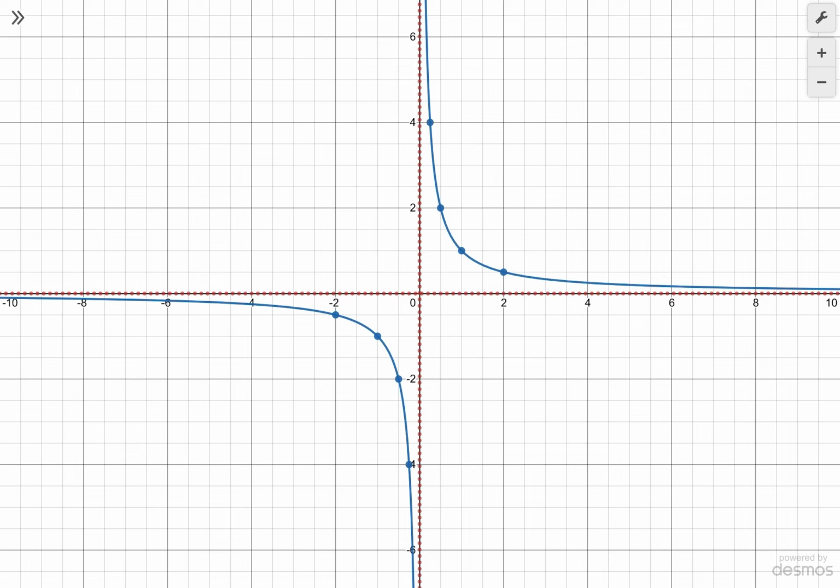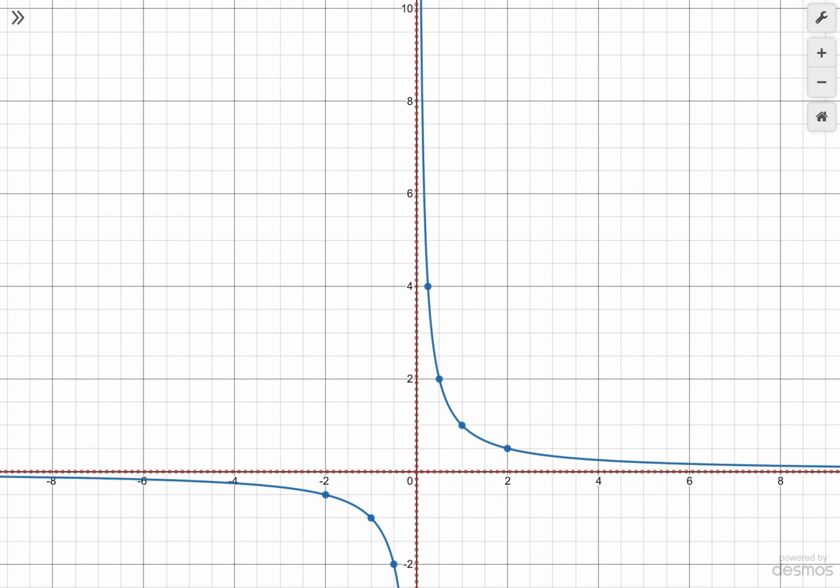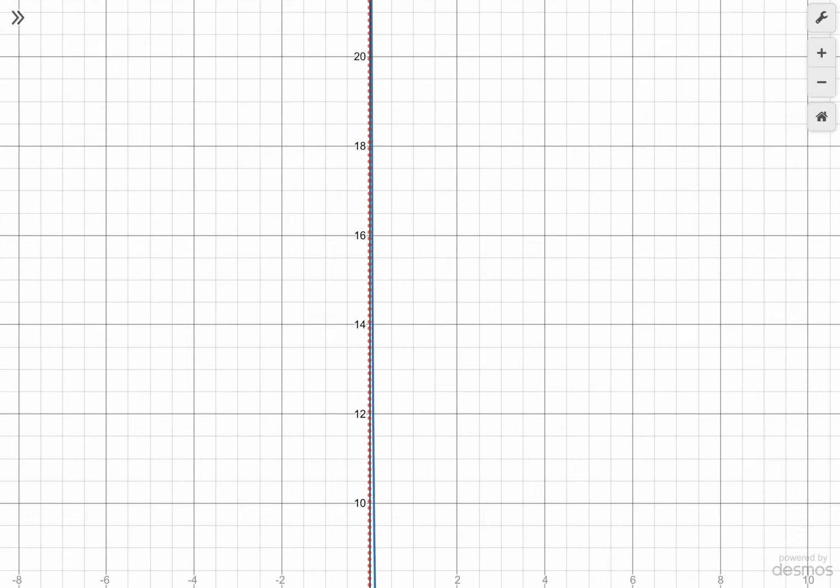f of x is equal to 1 over x. And so you'll notice I have these dotted red lines here. These are asymptotes. I have a vertical asymptote, which is going up and down, and then I have a horizontal asymptote, which is going from left to right. And what makes these asymptotes is that my function actually never touches this vertical asymptote.